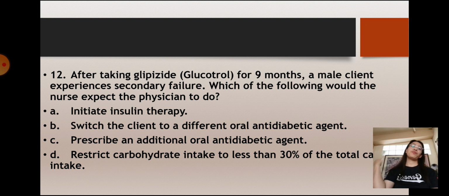So, nakaglipizide na yung patient, mag-iisang taon na, 9 months, pero nagkaroon ng failure. Ibig sabihin, hindi na ma-manage na maayos yung blood sugar ng patient. So, ano kayang gagawin? Letter A, mag-insulin na. B, switch the client to a different oral anti-diabetic agent. C, magdagdag ng panibagong agent. Or letter D, restrict carbohydrate intake to less than 30%.